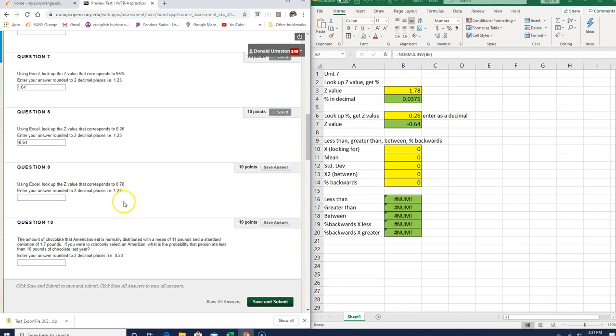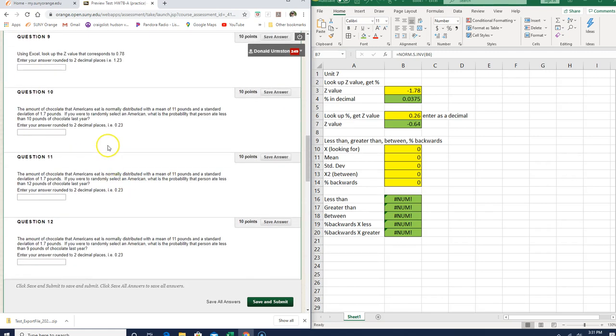Okay. Jumping down to question number 10, we're getting into the actual normal distribution questions. We're talking about the amount of chocolate Americans eat, and it's an average of 11 pounds per year with a standard deviation of 1.7 pounds. If you were to randomly select an American, what is the probability that person ate less than 10 pounds of chocolate last year? Round to 2 decimal places.